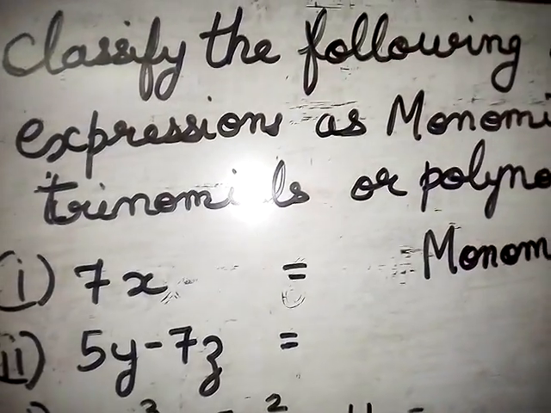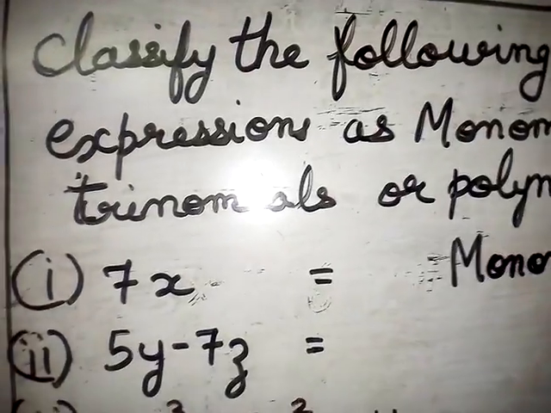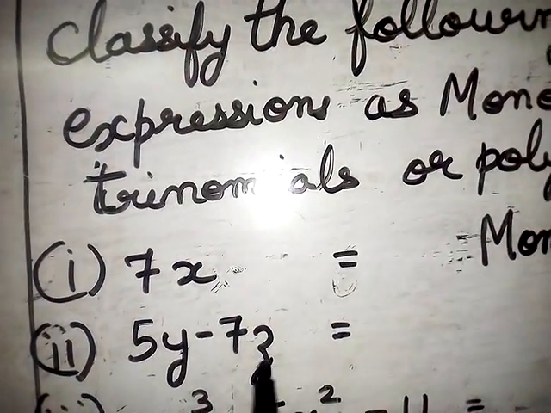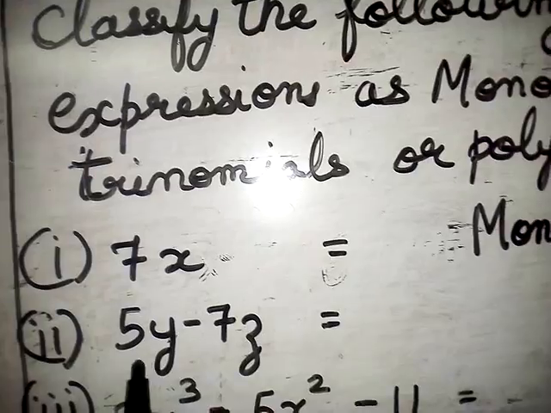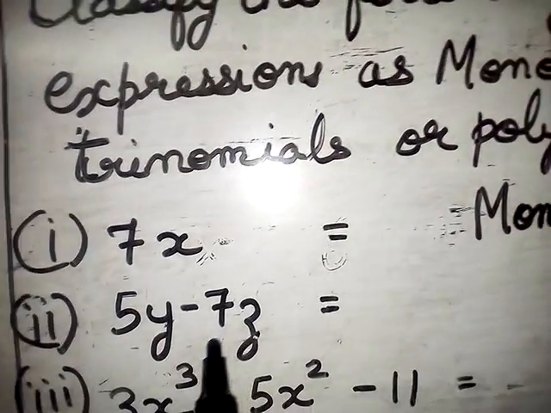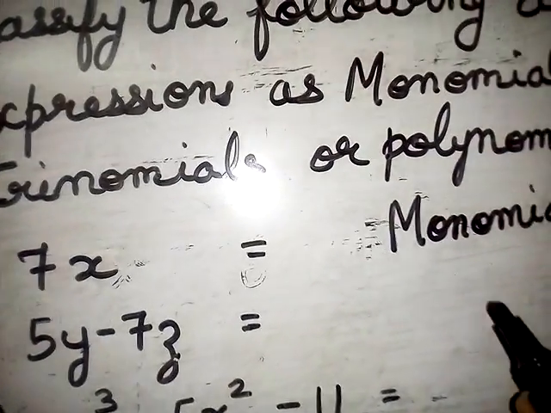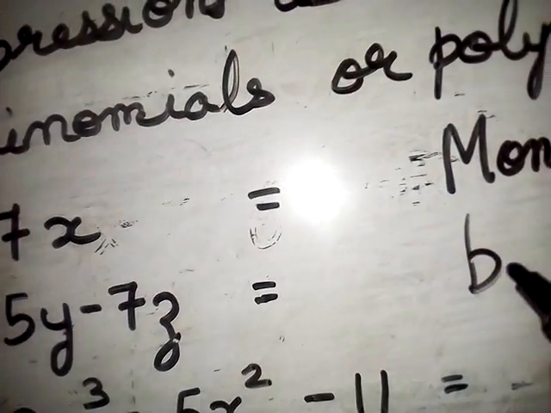Next one, 5y minus 7z. You have an expression with 2 terms. You can see that clearly. The first term is 5y and the second term is 7z. So an expression with 2 terms is a binomial.